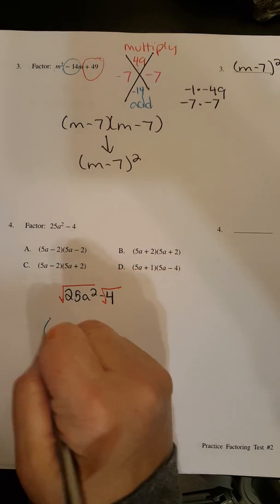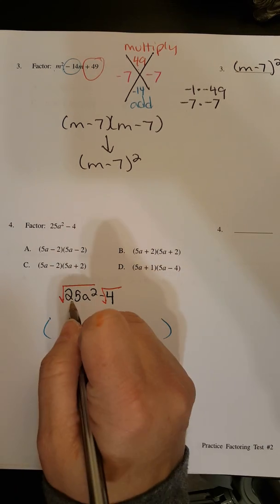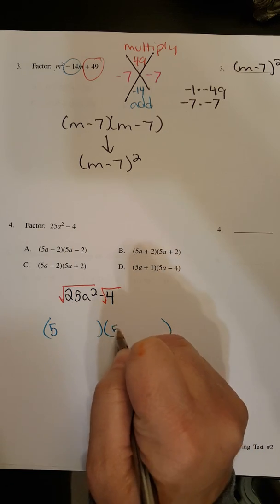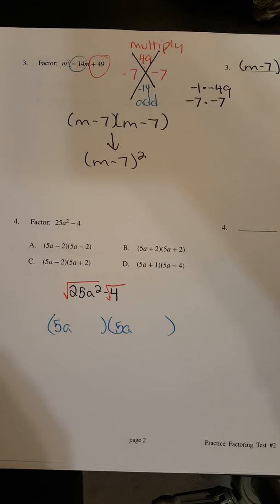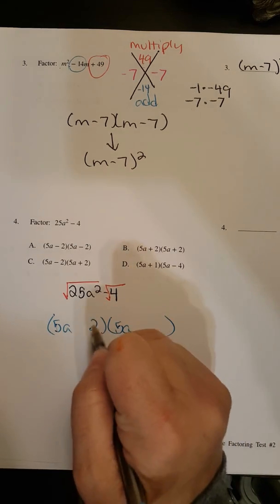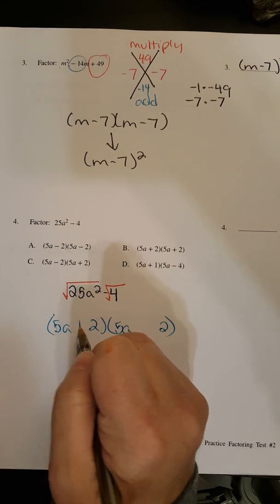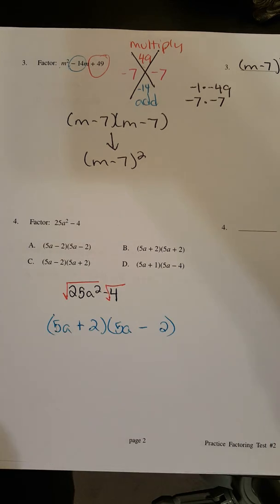Now, the square root of our 25a squared: square root of 25 is 5. Square root of a squared is a. That goes at the beginning of each set of parentheses. Square root of 4 is 2. That goes at the end. And then one is a plus, one is a minus.